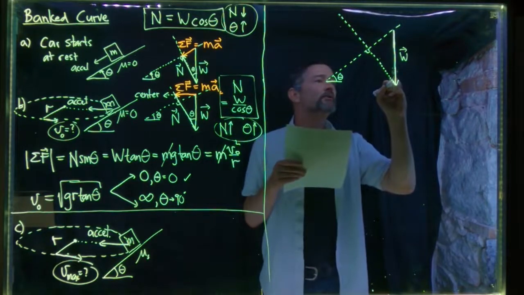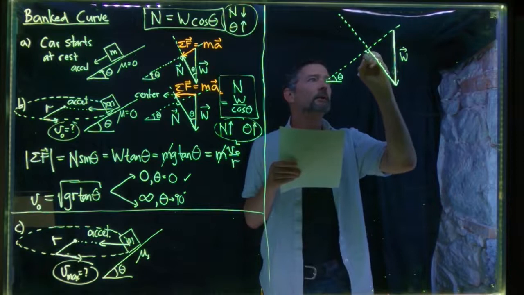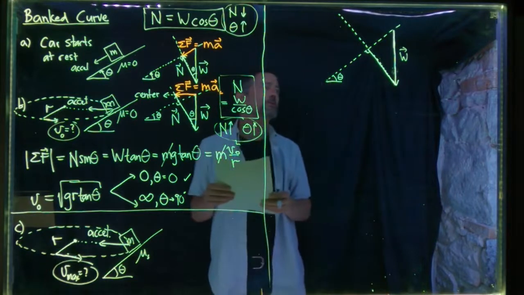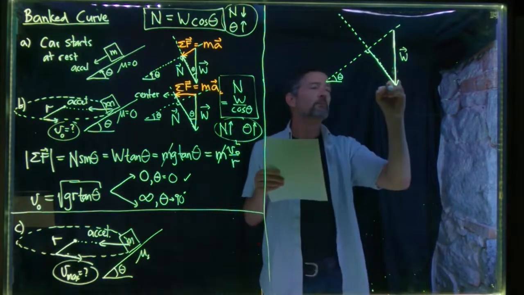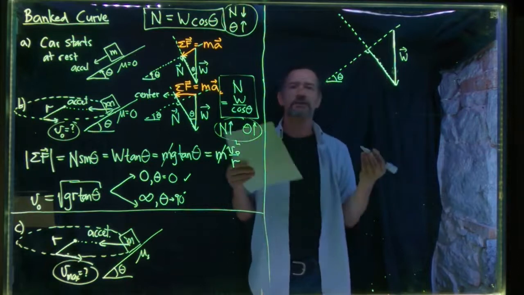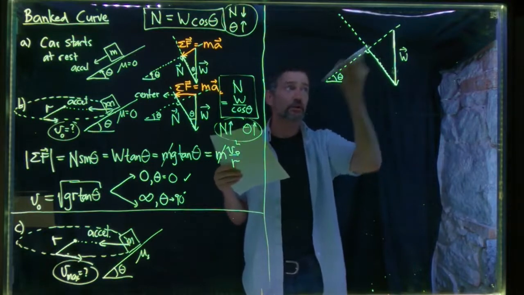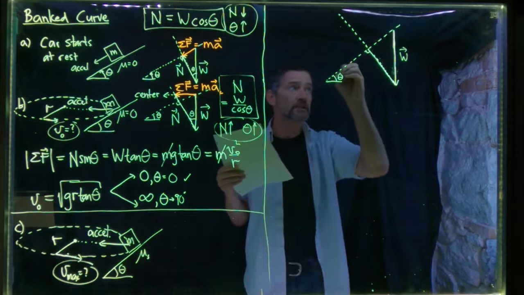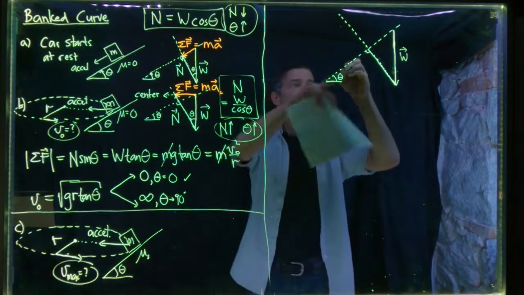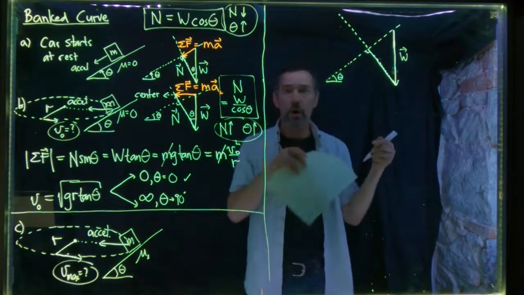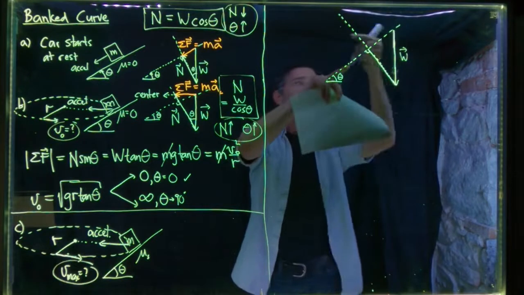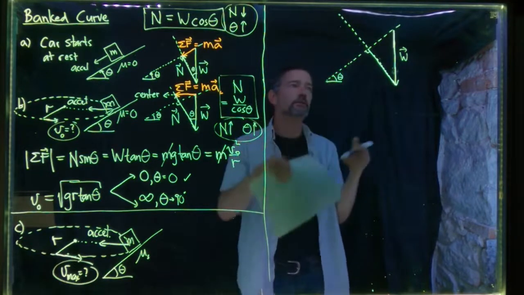Well, suppose that we made it this far. Okay? That was the normal force. Then we would have weight plus normal plus static friction. We know static friction is pointing down the incline. Weight plus normal plus static friction would end us up over here. So the net force would be in that direction. Wrong. The net force has to be exactly horizontal towards the center of the circle.